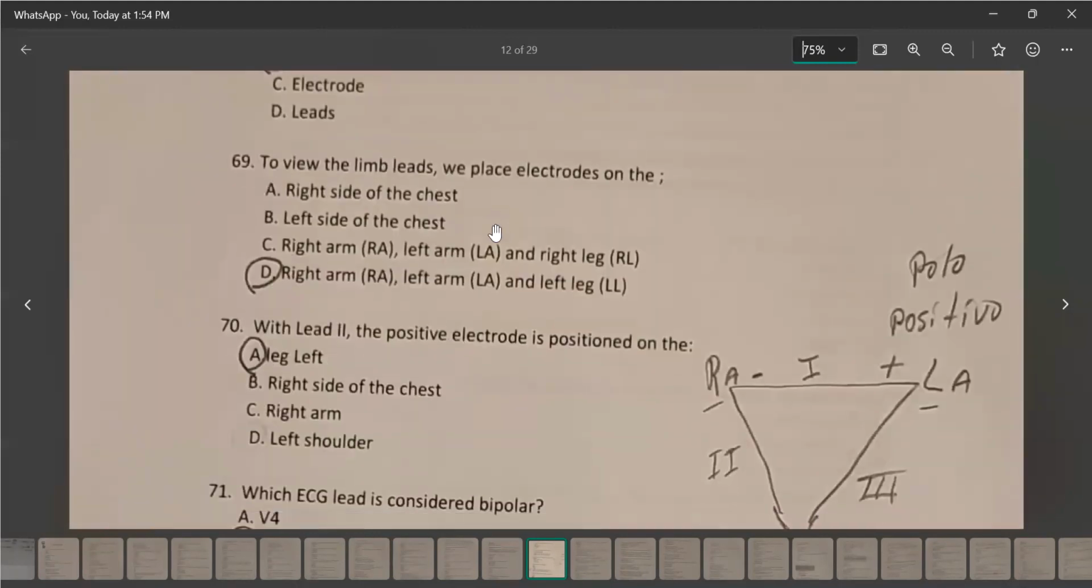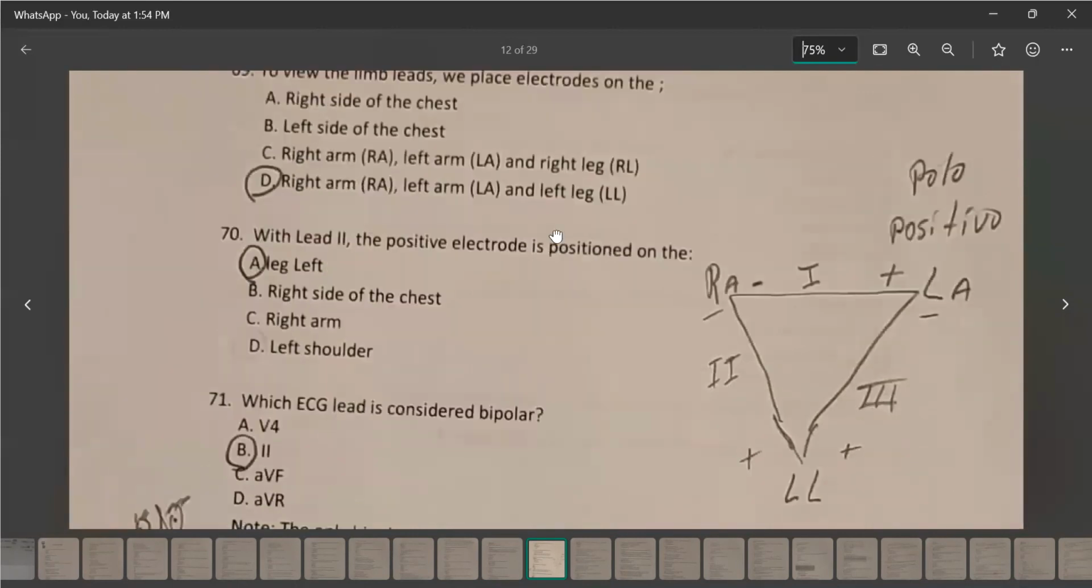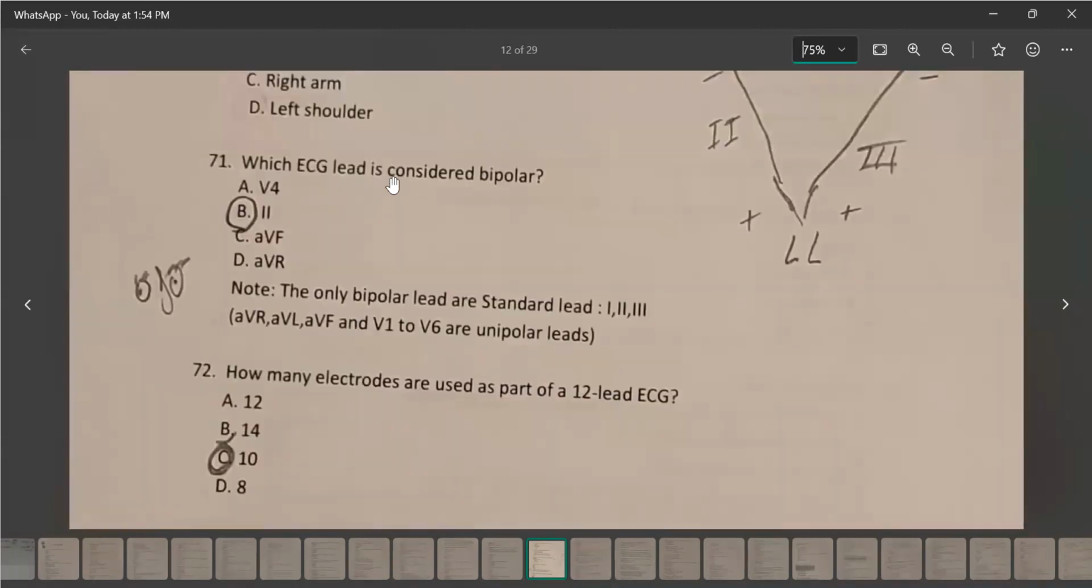69. To view the limb leads, we place electrodes on the right arm, RA, left arm, LA, and left leg, LL. With lead 2, the positive electrode is positioned on the left leg. Which ECG lead is considered bipolar? 2.